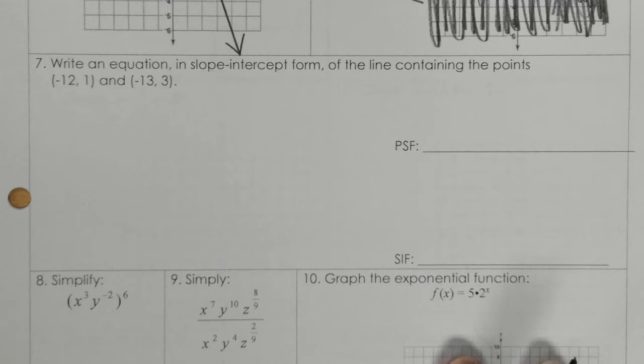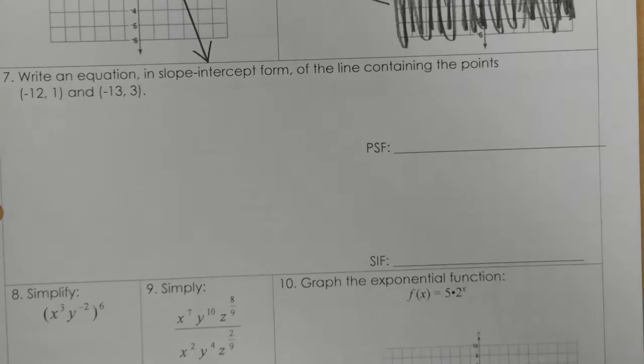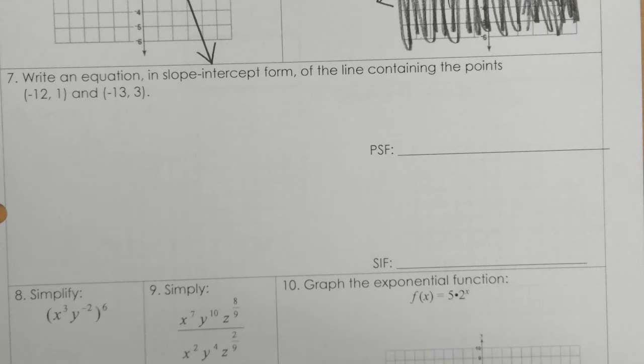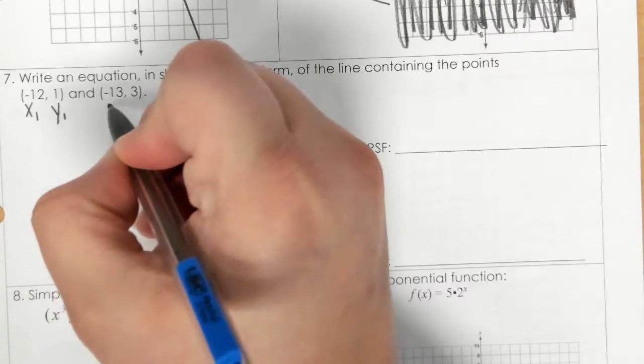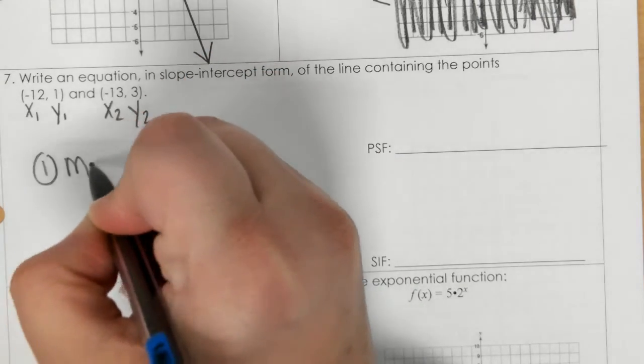In number 7, write an equation in slope-intercept form of the line containing the points negative 12 and 1, negative 13 and 3. So, we need to label our points. And we need to plug that into the slope formula.